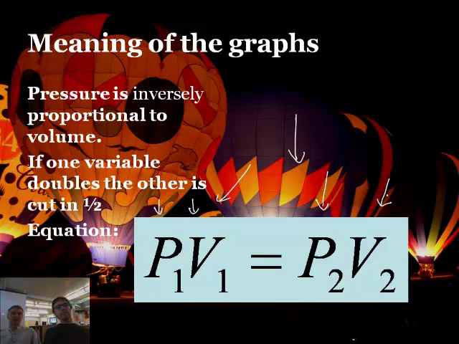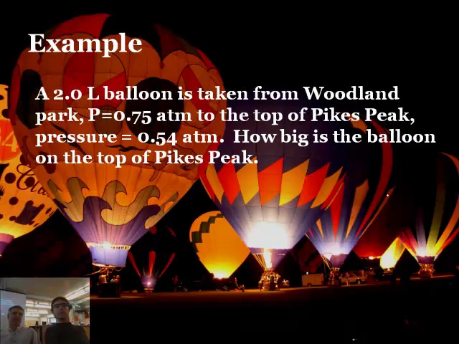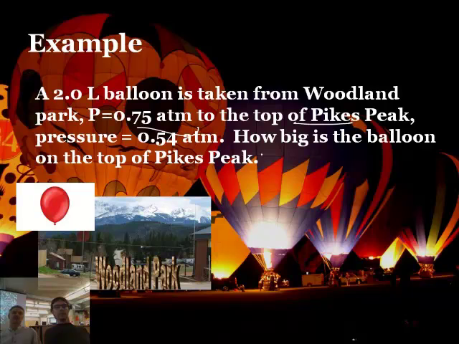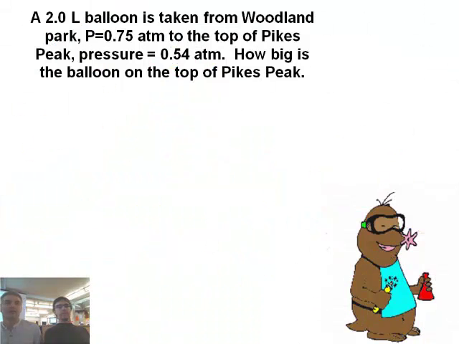So let's actually do an example. A 2-liter balloon is taken from Woodland Park, pressure of 0.75 atmospheres, to the top of Pikes Peak. Well, this is Pikes Peak, but I went up to the top of Mount Evans. The same idea, really. What's going to happen to the balloon? Not a bag of Pringles, but a balloon. So here we have the balloon in Woodland Park, and here's the balloon at the top of Pikes Peak. Let's do it on a blank screen here.